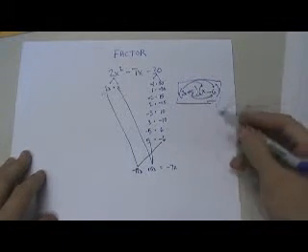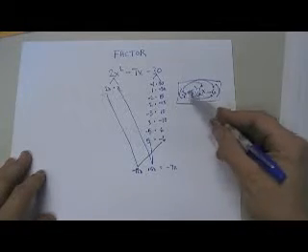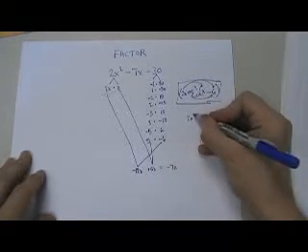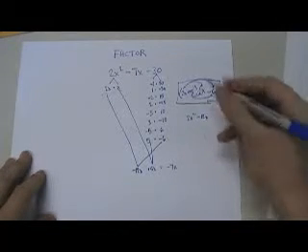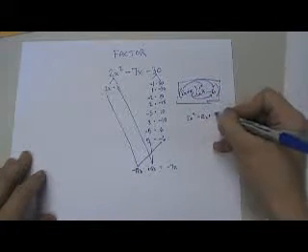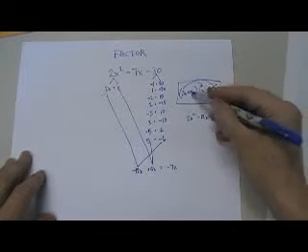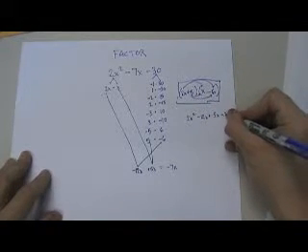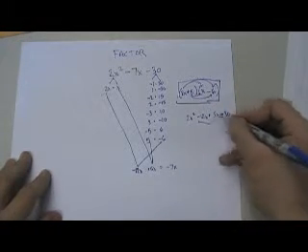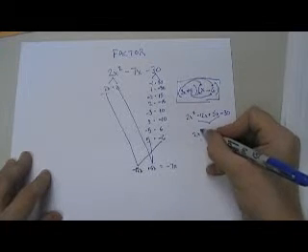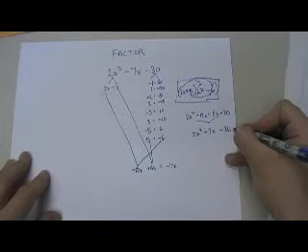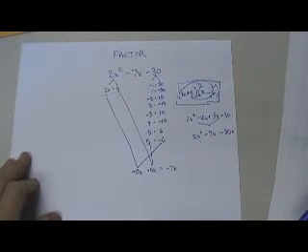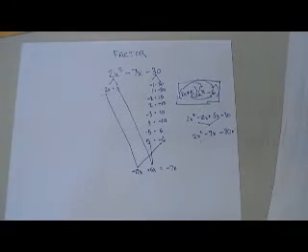And if we wanted to check our answer, we very easily could. 2x times x is 2x squared. 2x times negative 6 is negative 12x. 5 times x is positive 5x. And then 5 times negative 6 is negative 30. Combine like terms, you get 2x squared minus 7x minus 30. Our answer checks. And that's how you factor a trinomial.